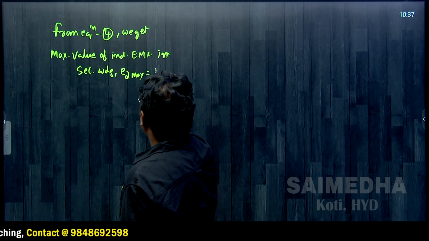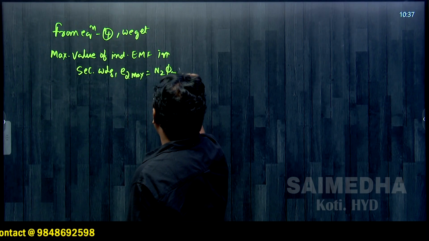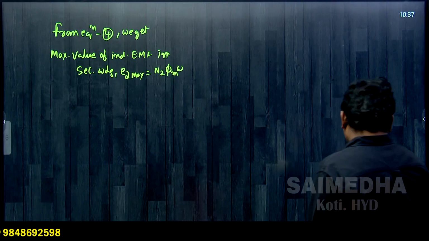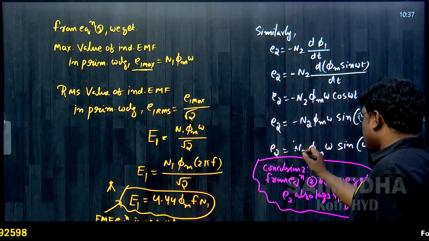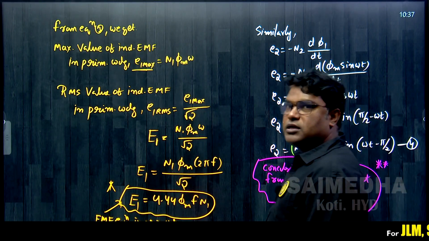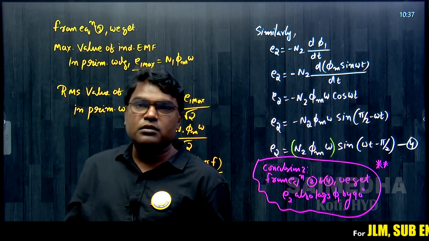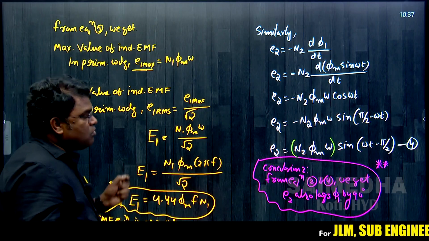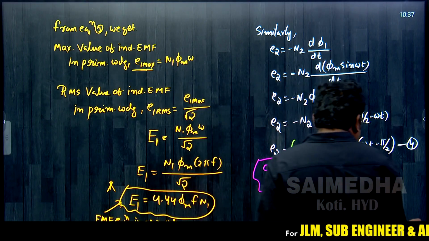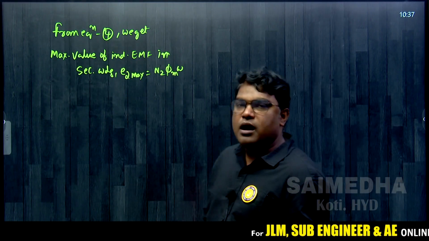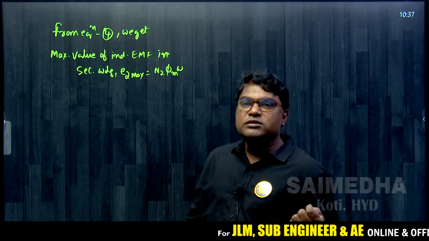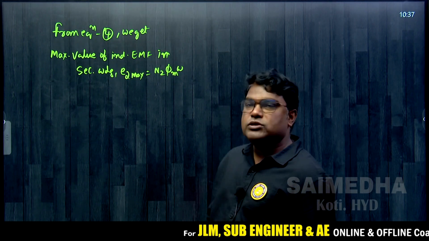So now it is equal to N2 phi maximum omega. So this is the maximum value of induced EMF. So this maximum value of induced EMF in the secondary winding of transformer, E2 is equal to phi maximum omega. Now all AC voltages are measured in the RMS value. But what is the relation between RMS value and maximum value?